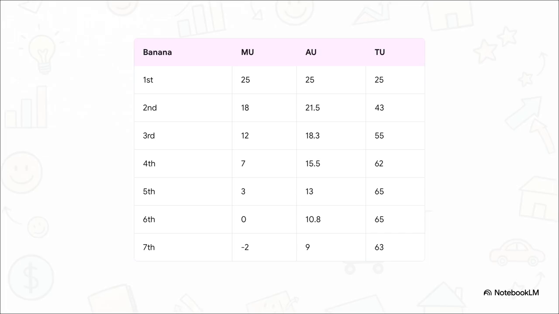But the really crucial metric here is the marginal utility. That's the joy derived exclusively from the very next banana. The first banana is amazing, 25 units of utility, but the second one only adds 18 units. By the fifth, just 3 units. And that sixth banana brings 0 additional utility. Our consumer is completely stuffed.